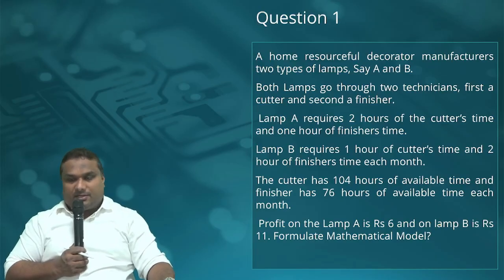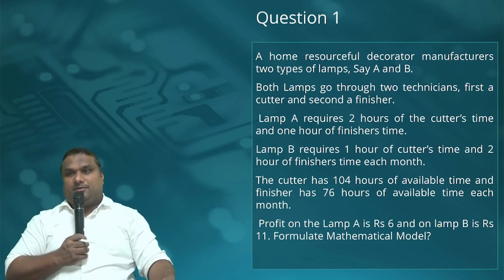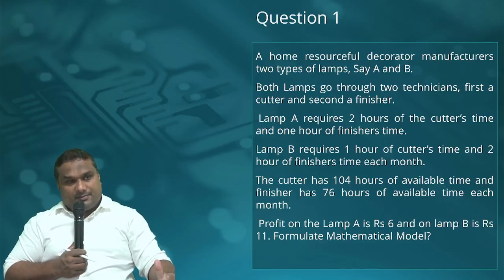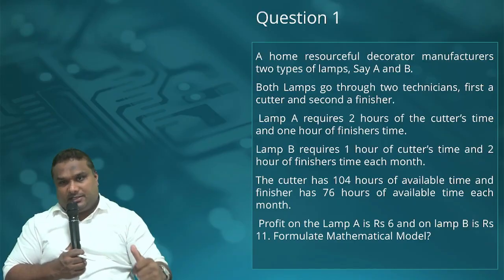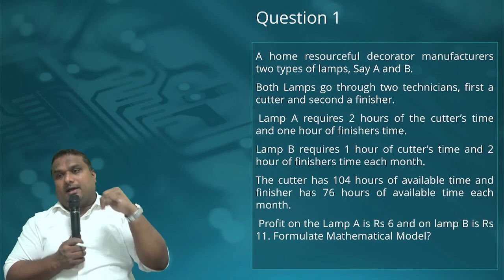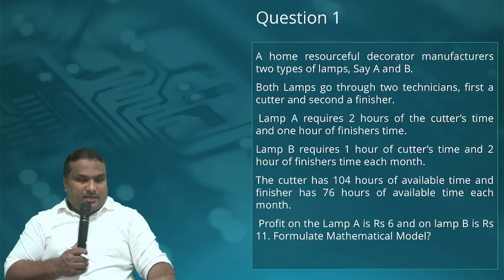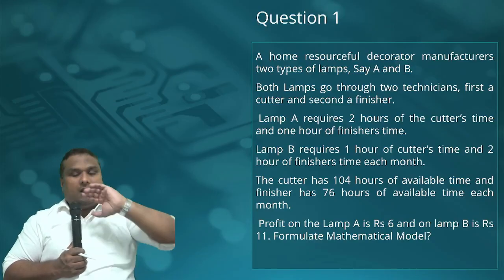Objective function will be what? Maximization of profit. If the question is related to cost, the objective function will be minimization of cost. If it is profit, maximization of profit. If it is sales, maximization of sales. If it is revenue, maximization of revenue. If it is rating, maximization of rating. Understood, everybody?